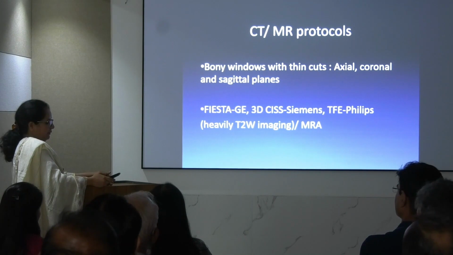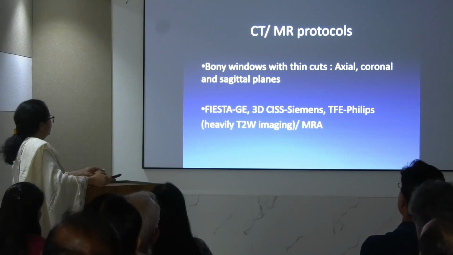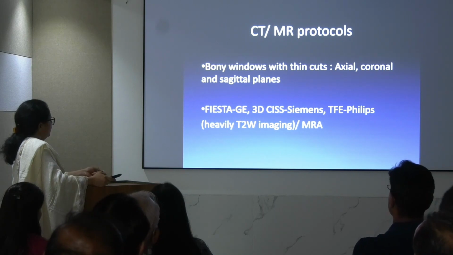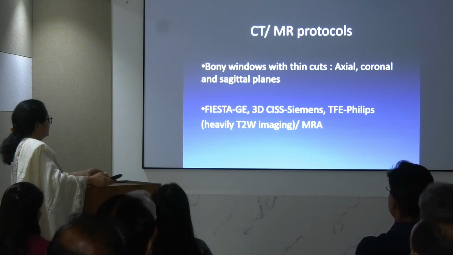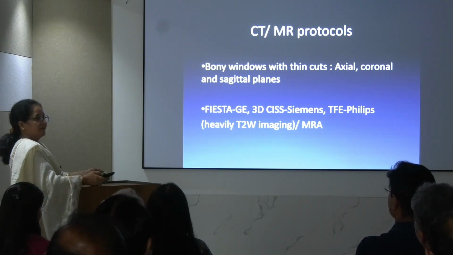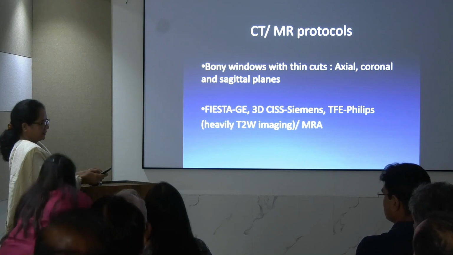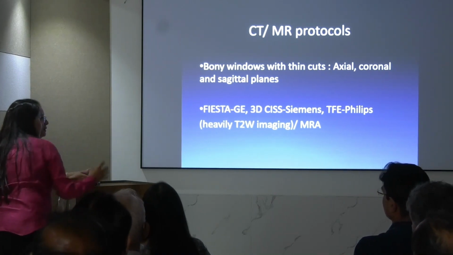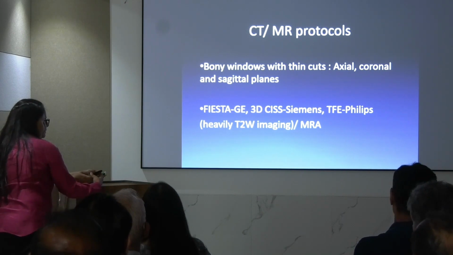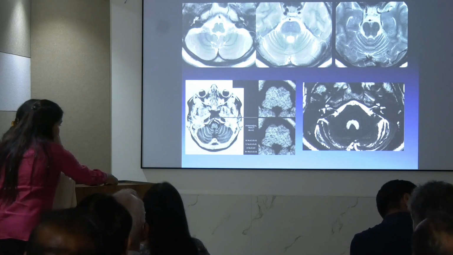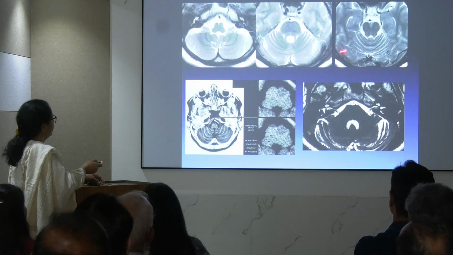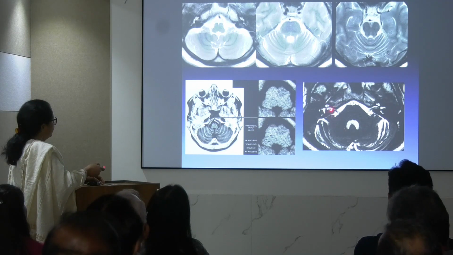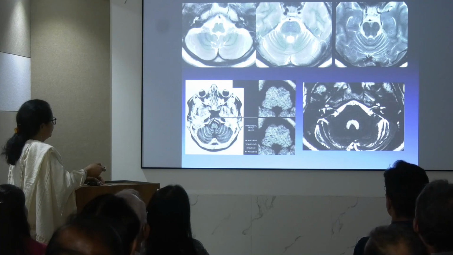In addition to that, we need heavily T2-weighted images for looking for inner ear structures and for the labyrinthine structures. Fine. Next slide, please. So what we see here is a T2 weighted image. The posterior fossa includes cerebellum, midbrain, pons, medulla, and 7th nerves, cochlea, semicircular canals. Next slide, please.